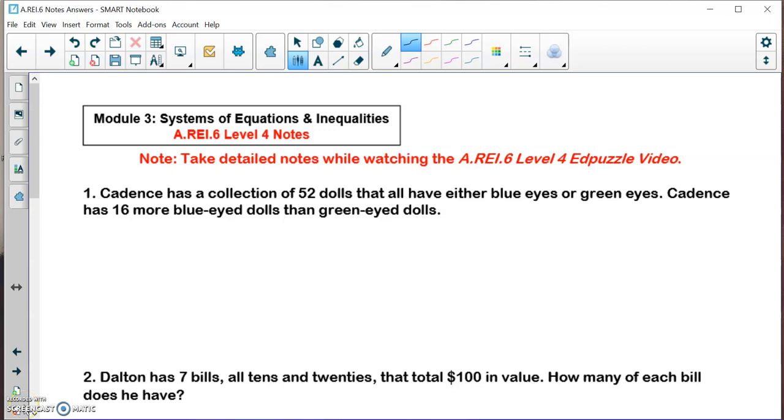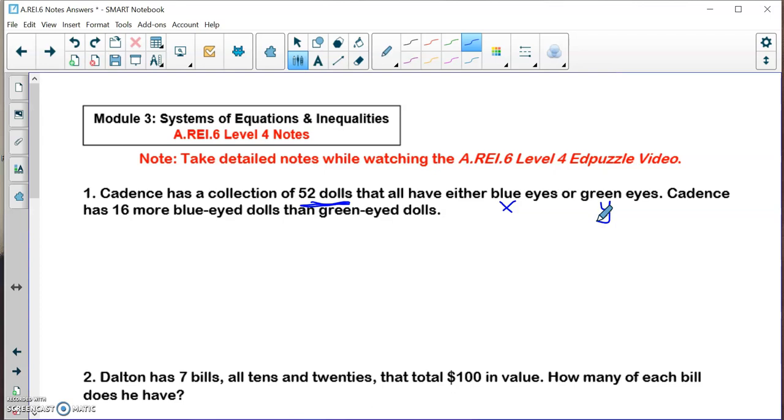Okay, so now we're going to be setting up a system of equations within word problems and solving. So we're going to jump in. Number one, Cadence has 52 dolls in her collection, and all dolls either have blue or green eyes. So let's make the number of blue-eyed dolls X and the number of green-eyed dolls Y.